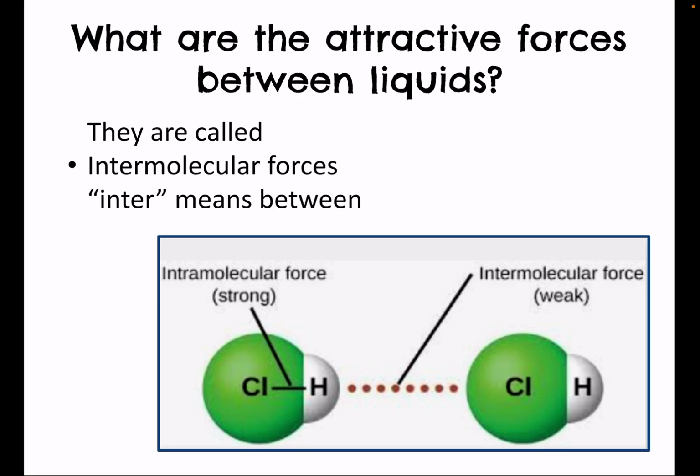Now, I don't want you to confuse this with the bonds inside the molecule. Those forces are called intramolecular. Intra means within. So intramolecular forces, bonds, are relatively strong. But today we're talking about the forces between two molecules, which are called intermolecular. So whether or not they stick depends upon the forces of attraction between them.